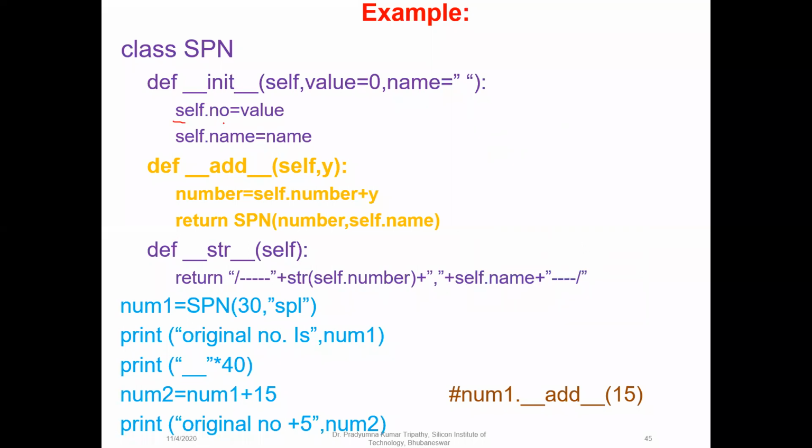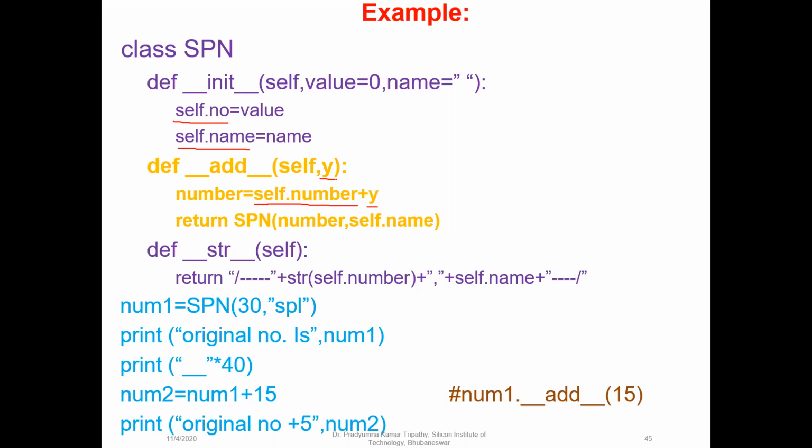So self.number, self.name. What does it mean? These are the data attributes. Correct? And in the __add__ method, what is add? Operator overloading. What does it do? Number equals self.number plus y. Try to understand. What is this self.number? It is the number of the currently invoking object. Understood? And this is the second parameter.